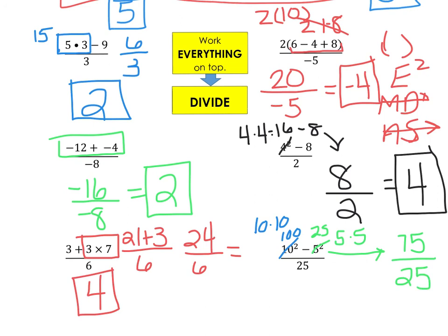Now, don't let big numbers scare you. When you see 25, you think of quarters. So how many quarters make 75 cents? Well, we have 25, 50, 75. So our answer would be 3.